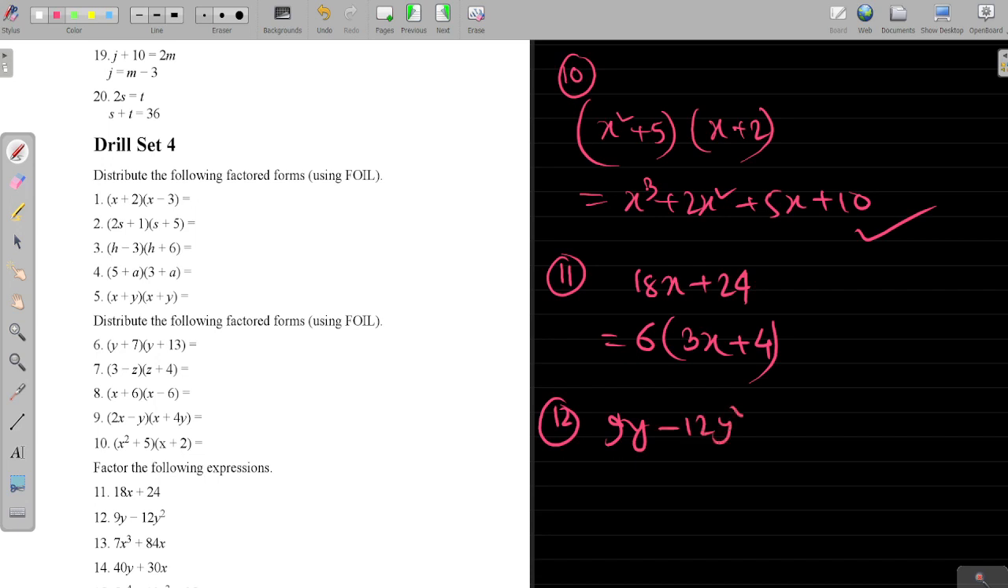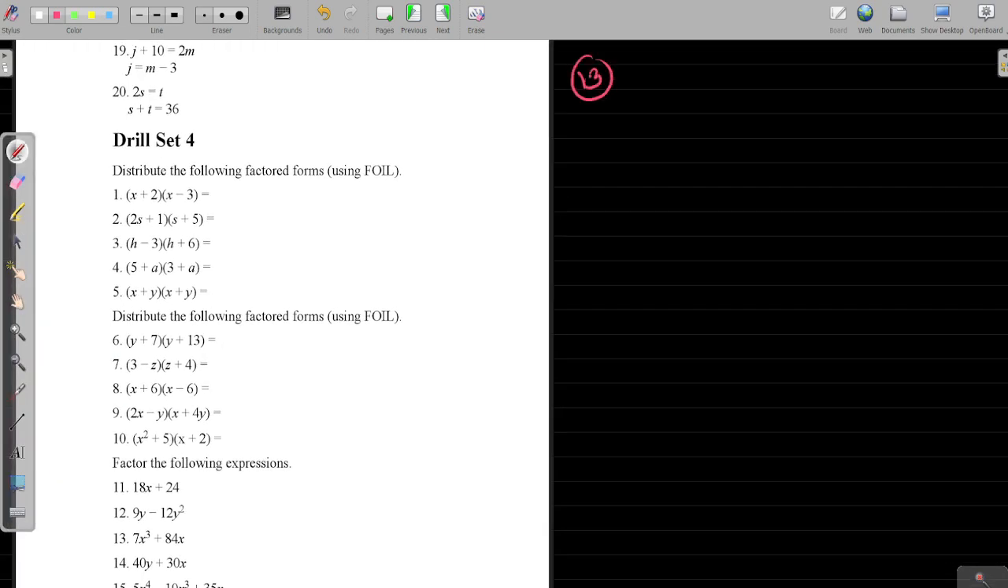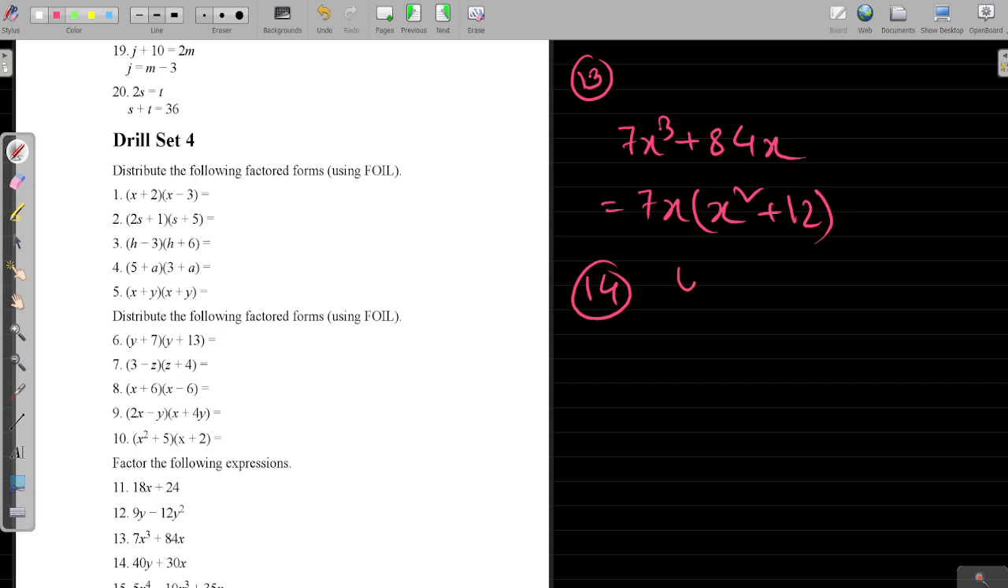9y minus 12y square. So if I take common 3y here, then the remaining part is 3 minus 4y. Now I am going to solve number 13. 7x cube plus 84x. So if I take common 7x here, then the remaining part will be x square plus 12. Then 14. 40y plus 30x. If I take common 10 from here, then here the part is 4y, and here the 3x.